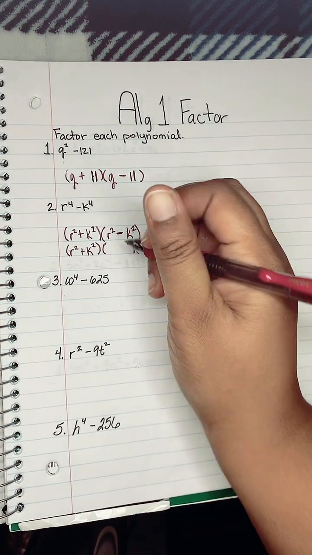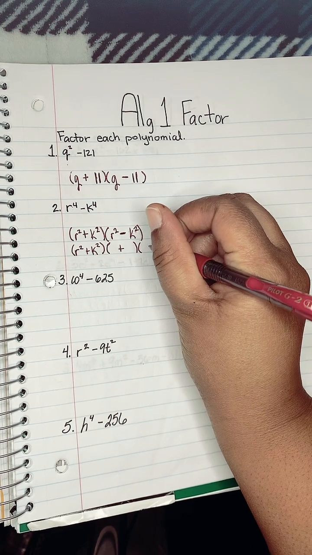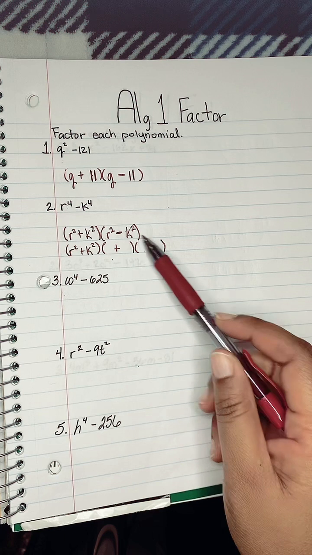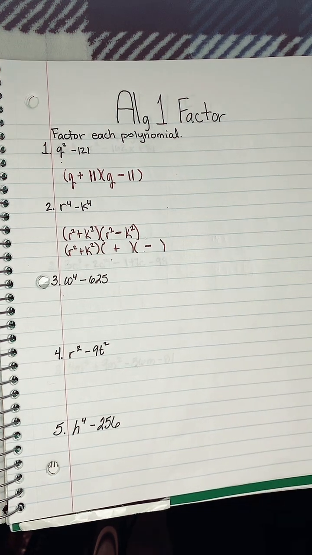All right, so we're going to do plus and minus. Okay. Can I see it in the chat, you guys? What is this difference of squares going to factor down to? What is it going to go to?